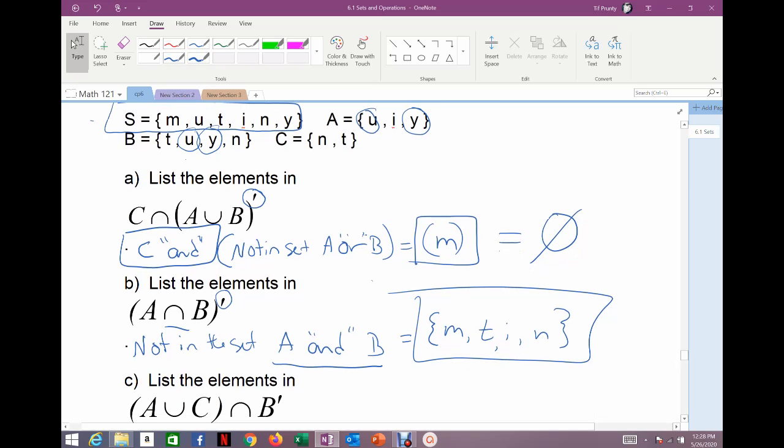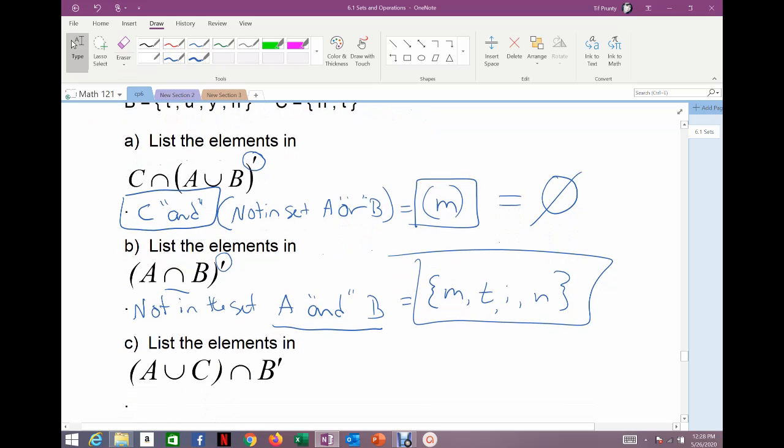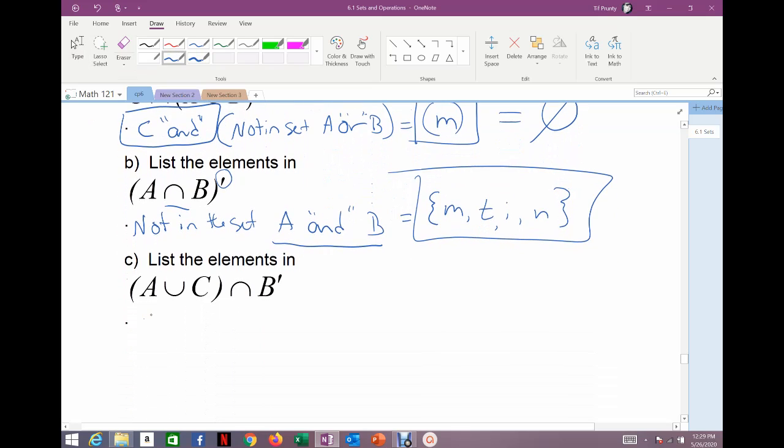Alright, the last one, which I may have to scroll back and forth to see. It's kind of squeezed in the bottom here. First I'm going to write out what we're looking for. So in the group first, I want everything in set A or C. And then outside, and not in B.